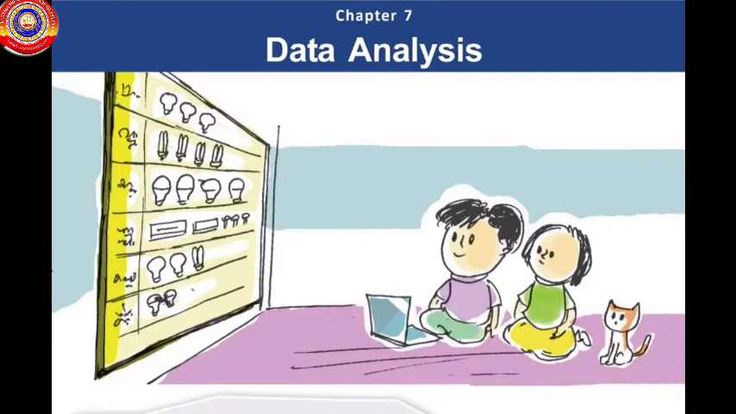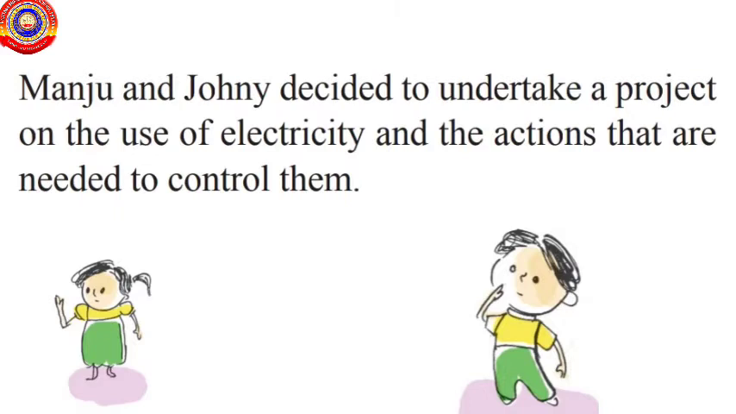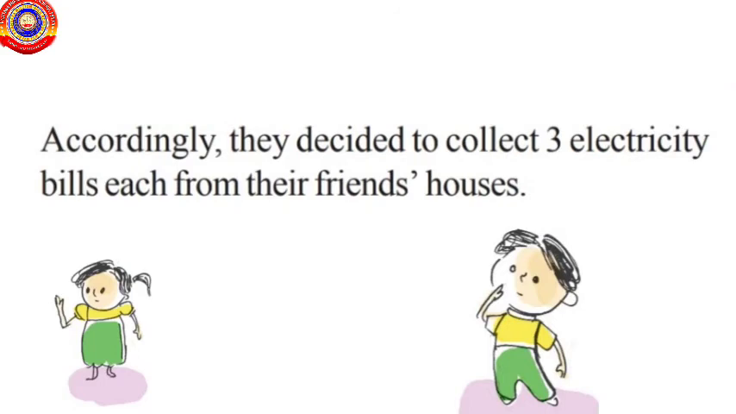Okay. In this chapter, we learned a new software, LibreOffice Calc. Manju and Johnny decided to undertake a project on the use of electricity and the actions that are needed to control them. Accordingly, they decide to collect 3 electricity bills, each from their friends' houses.